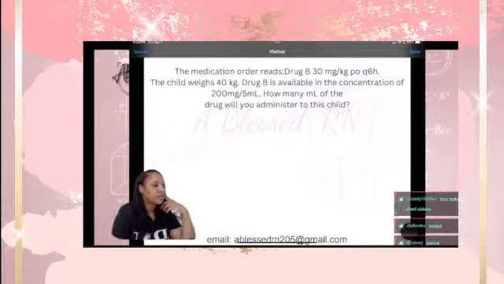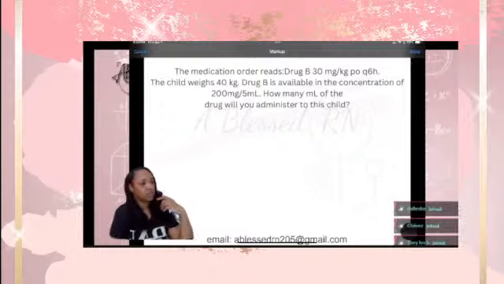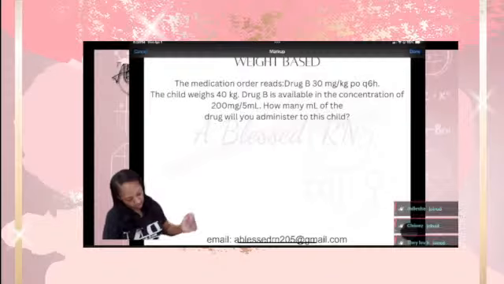All right, the medication order reads drug B, 30 milligrams per kilogram by mouth every 6 hours. The child weighs 40 kilograms. Drug B is available in the concentration of 200 milligrams per 5 mLs. Hey, KK, how many milliliters of the drug will you administer to this child?